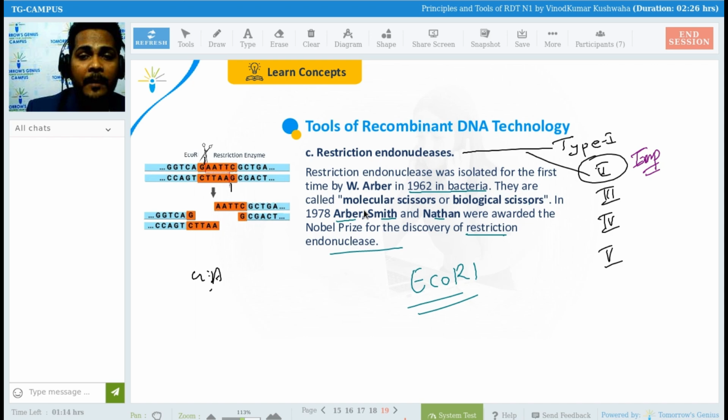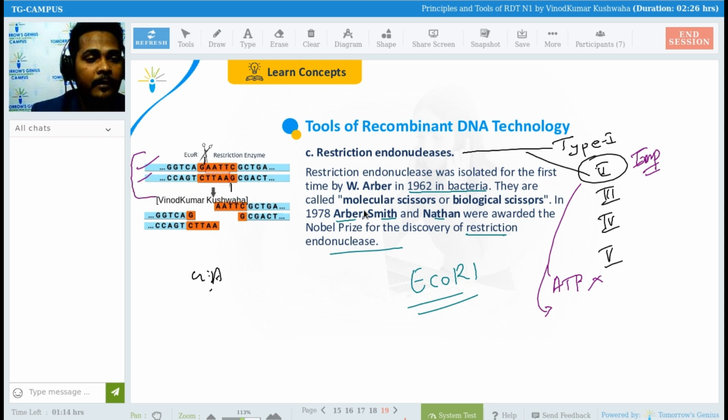Now let me tell you the reasons. Type 2 is used because, the very first one, no ATP is needed for the cleaving action. First of all, no ATP is required. Second, it makes a cleavage or cut in both strands of the DNA molecule. You can see here, this is the DNA molecule, double stranded. In this diagram, just focus, this is DNA double strand, and it makes a cut on both strands, which is impossible in type 1, type 3, type 4 and type 5. But type 2 has the capability to cut the DNA duplex at both ends, and that's why only restriction enzyme type 2 is used in gene manipulation.